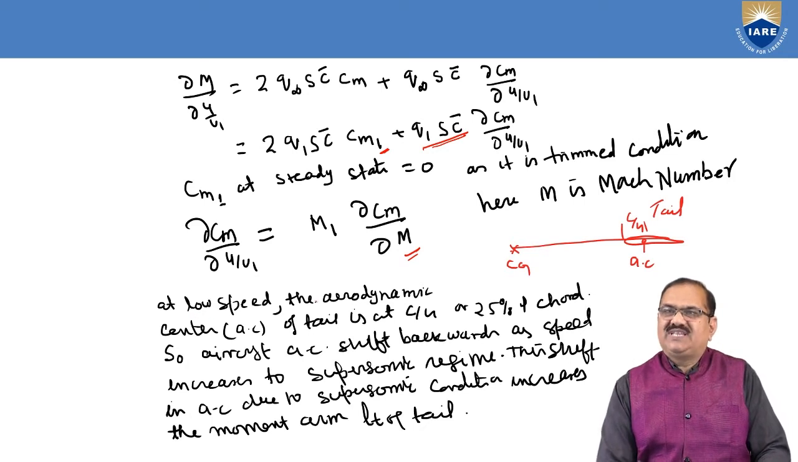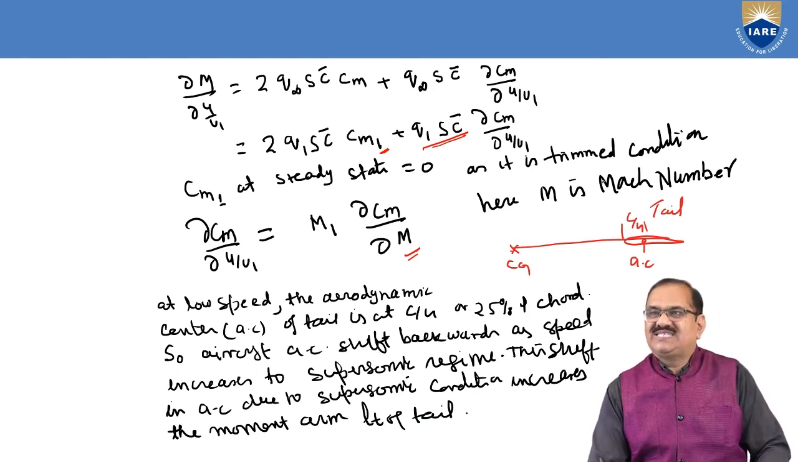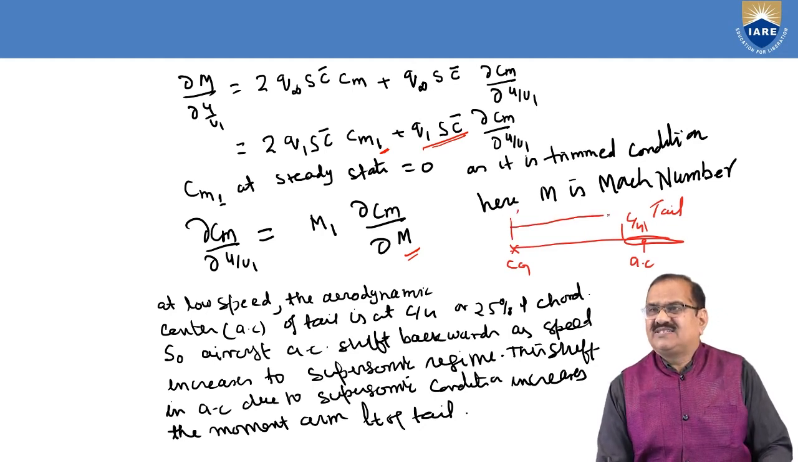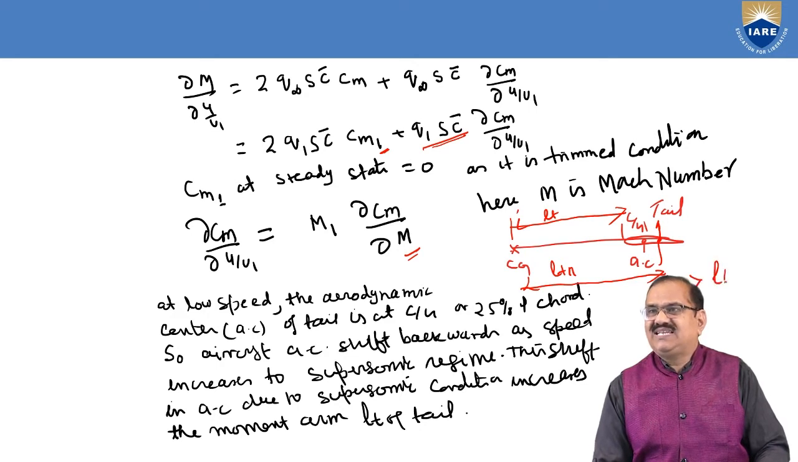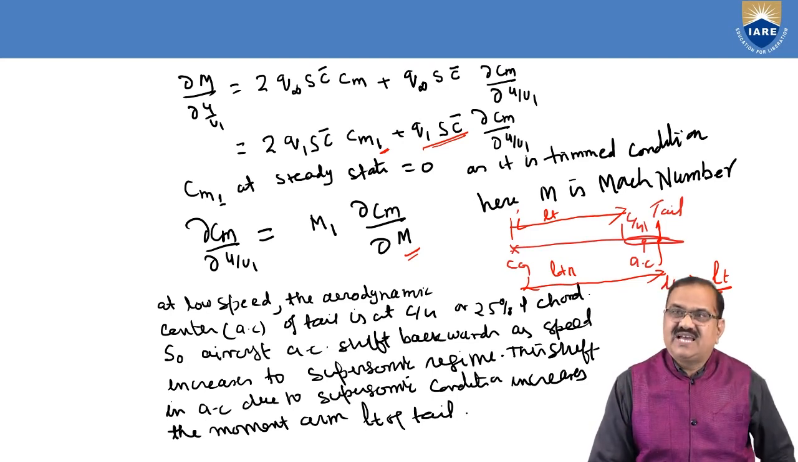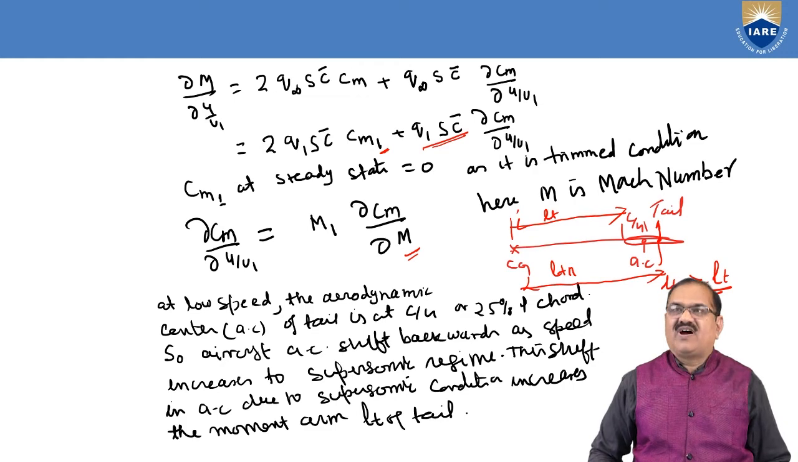At low speed, the aerodynamic center of the tail is at c/4, or at 25% of the chord. So the aircraft aerodynamic center shifts backward as speed increases into the supersonic regime. This shift in aerodynamic center due to the supersonic condition increases the moment arm LT of the tail. You can see this in this diagram. For the subsonic case it is LT, but as the Mach number increases, this will increase to here. So this LT new will be more than LT. So the moment arm is increased, and so the moment will be more for this case.